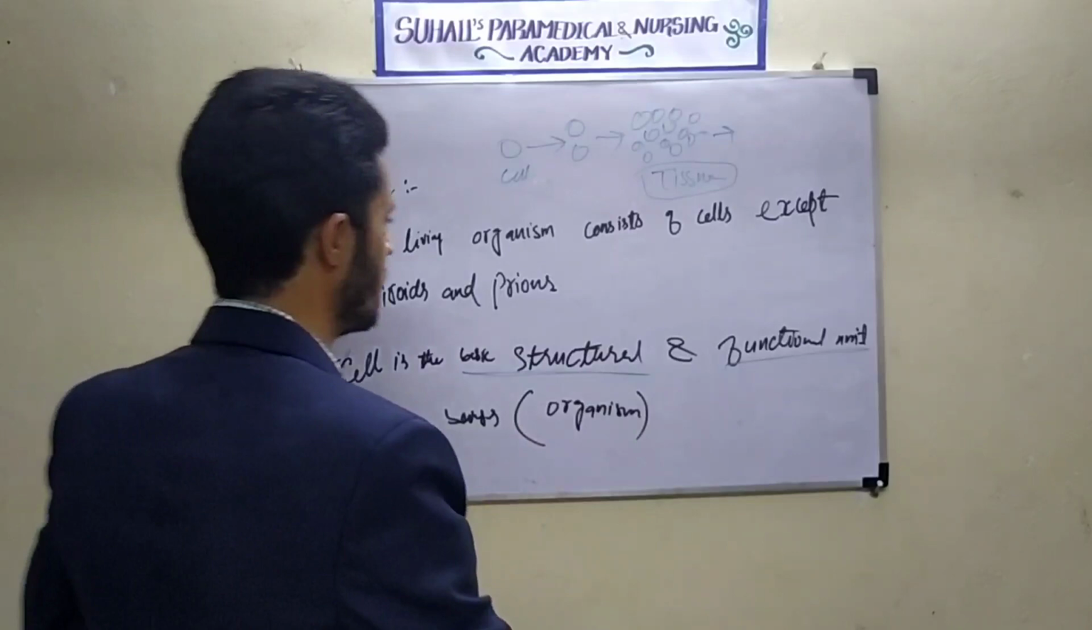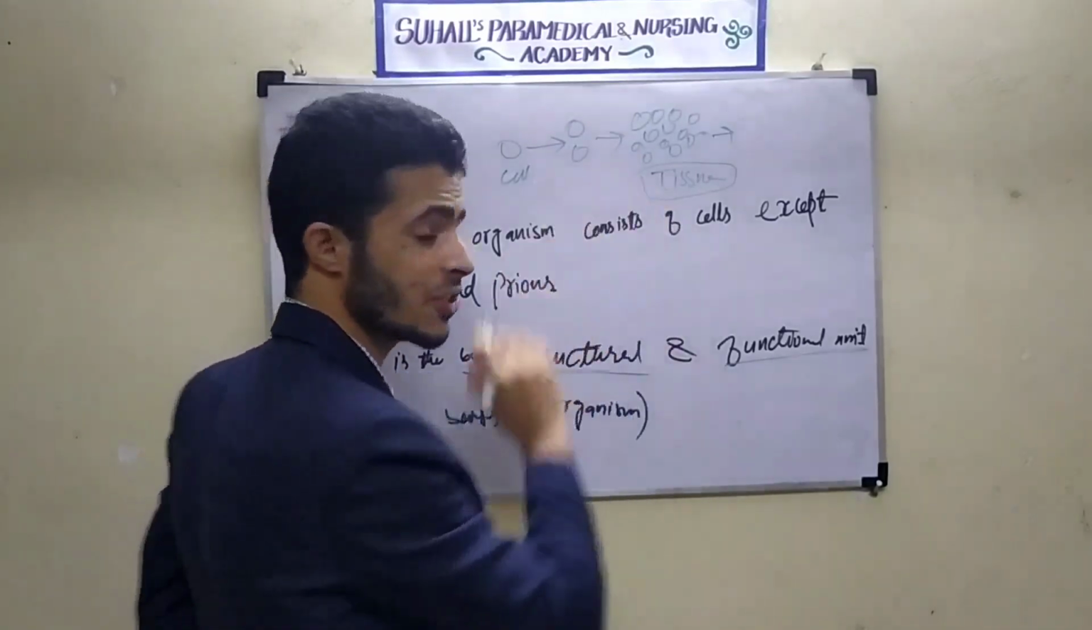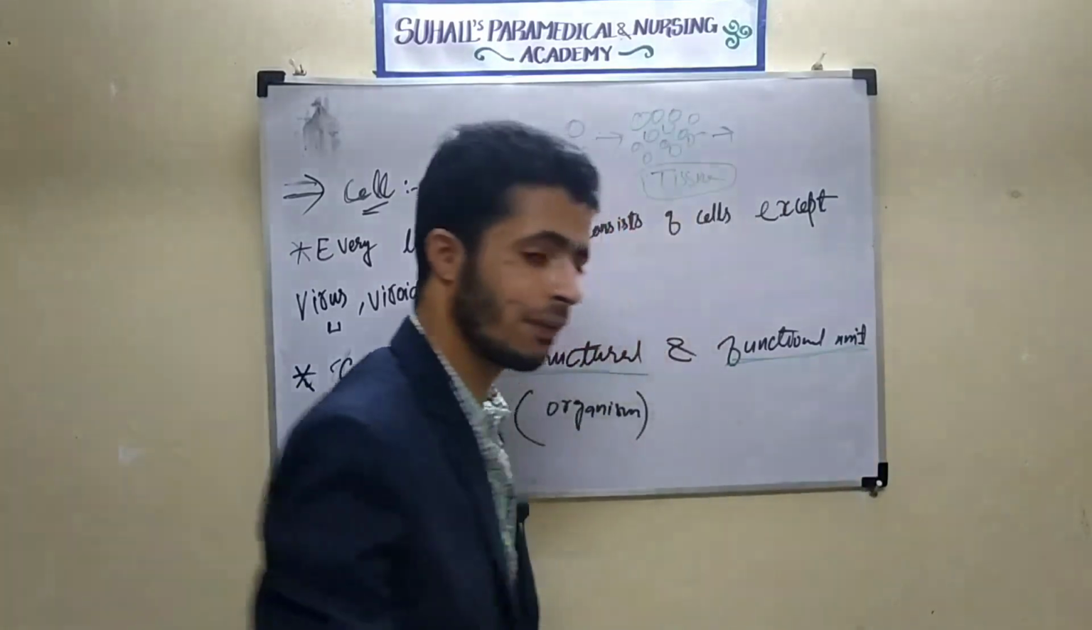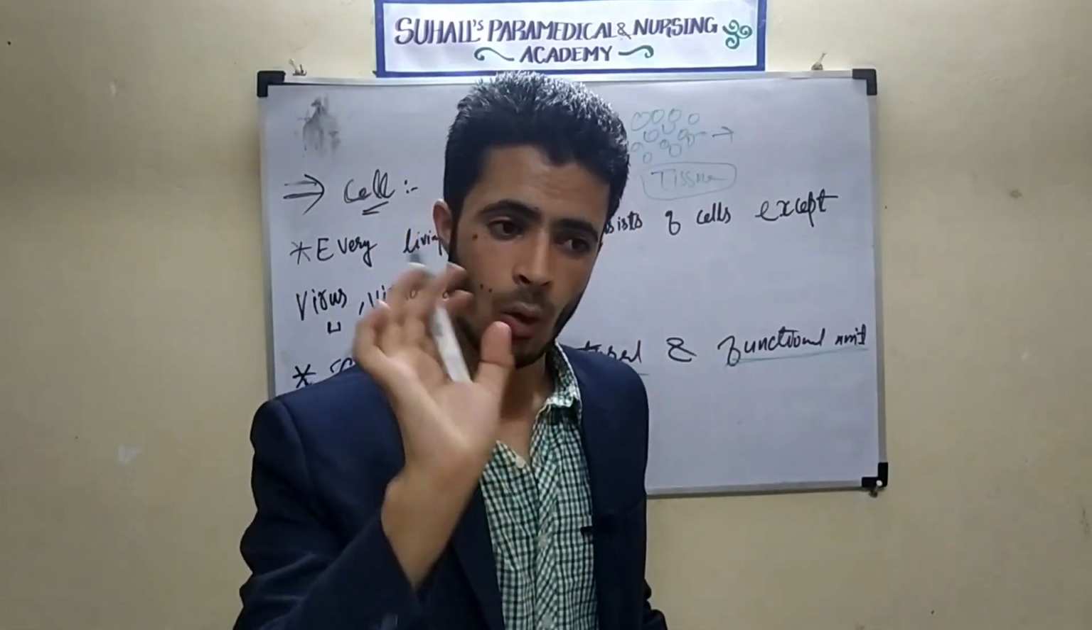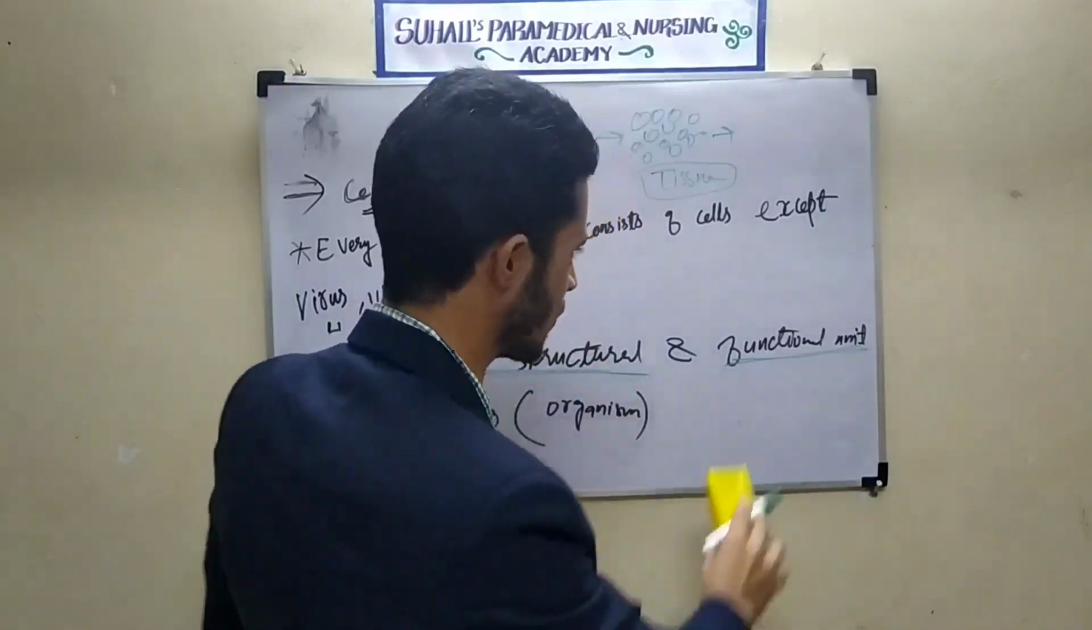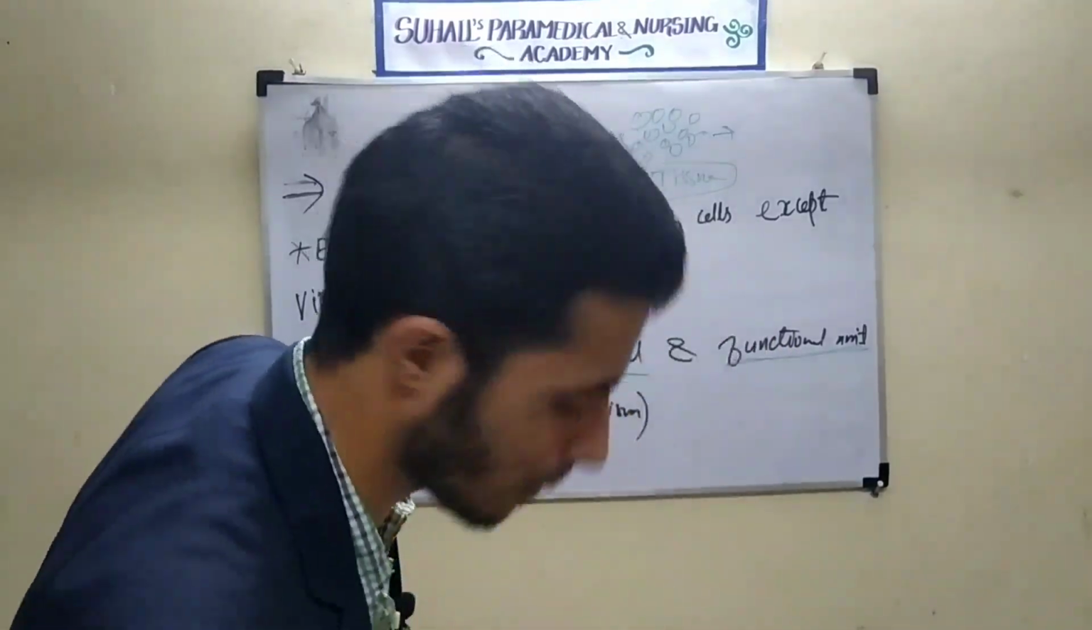Here what I am going to explain is the basic structure. It is the basic component of the organism, and it is the functional unit. The function is carried out inside the cell. Whatever is happening in the human body is all happening inside the cell. So it is the functional unit of the human body.